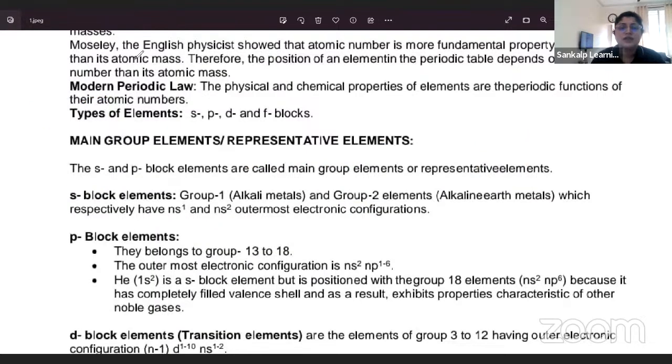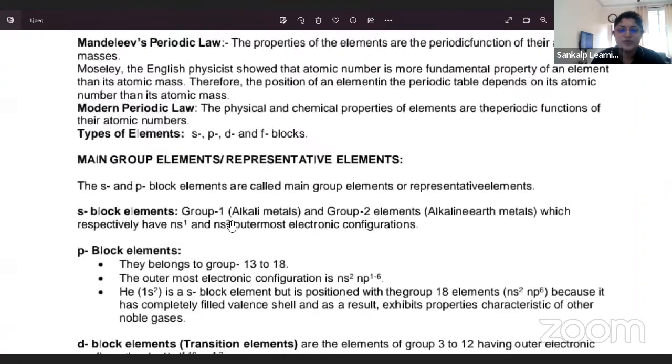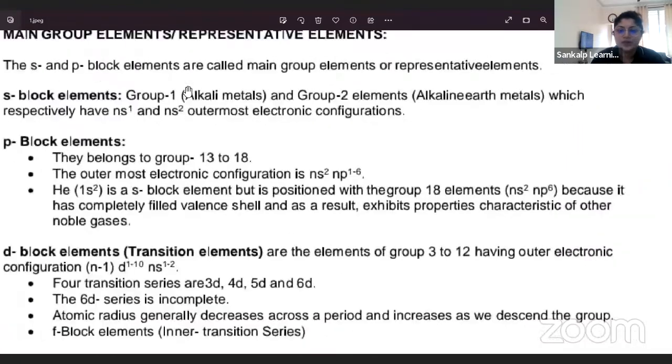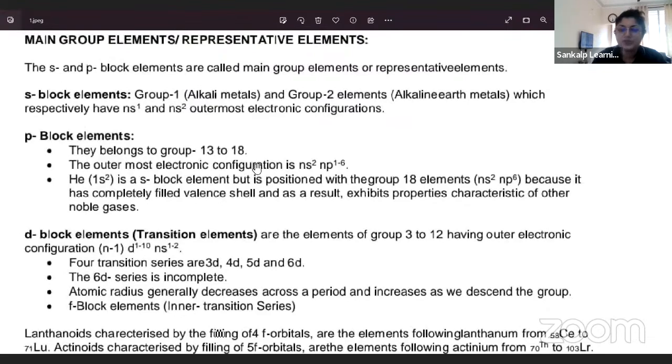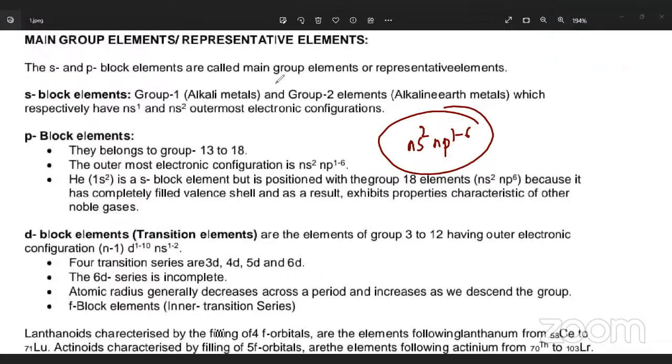Next group, that is the P block elements. They belong to group 13 to 18. Group 13 to 18 are called the P block elements. The outermost electronic configuration is ns2 np1-6. So this is the electronic configuration of P block elements, and you need to remember what P block consists of and what its electronic configuration is.